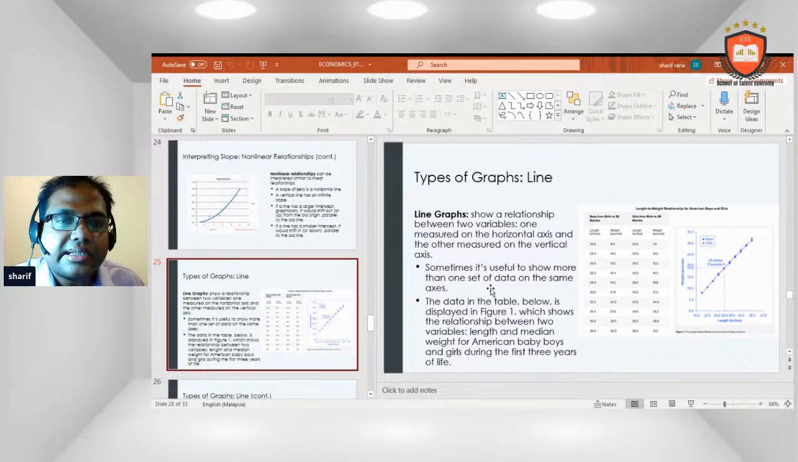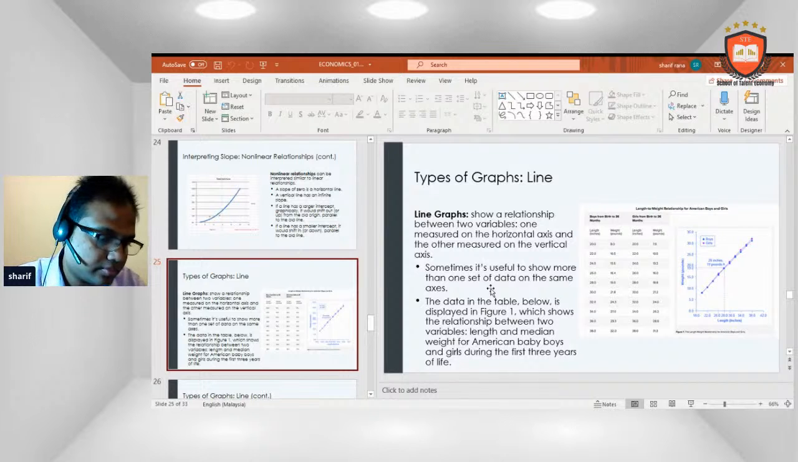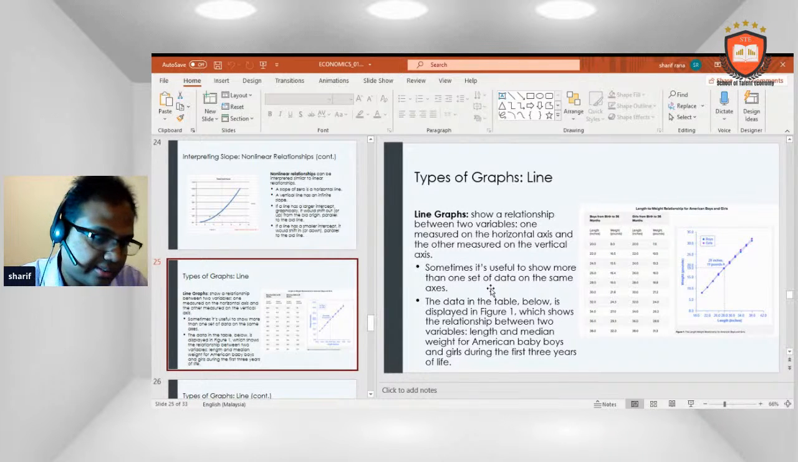Types of graphs: line graph. A line graph shows a relationship between two variables, one measured on the horizontal axis and the other measured on the vertical axis. Sometimes it is useful to show more than one set of data on the same axis.